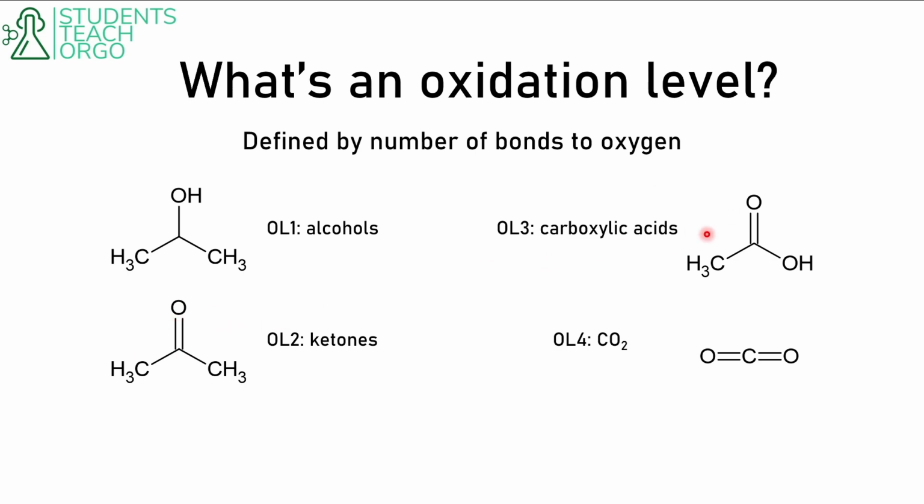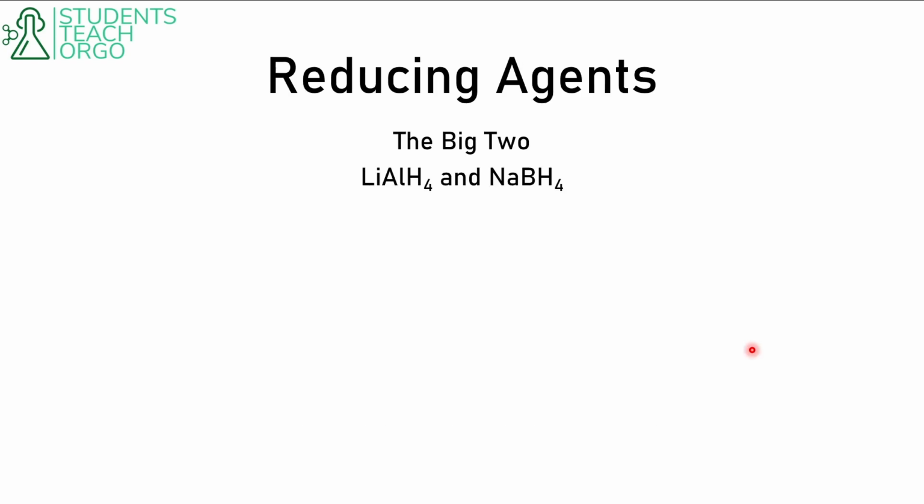The third one is the carboxylic acid level. This carbon now has three bonds to oxygen. And then finally, we have the carbon dioxide level where it has four bonds to oxygen. Now, I should just quickly mention, these are not the same thing as oxidation states. So just keep that in mind. Oxidation levels are not analogous to oxidation states.